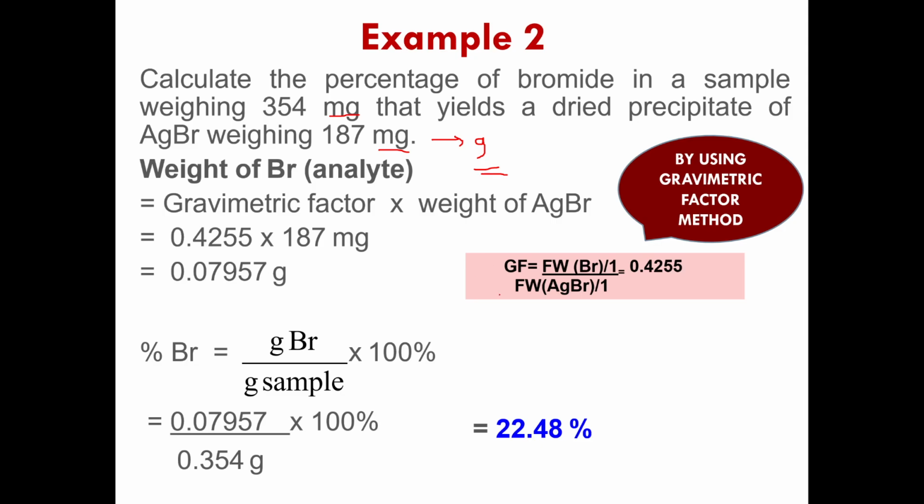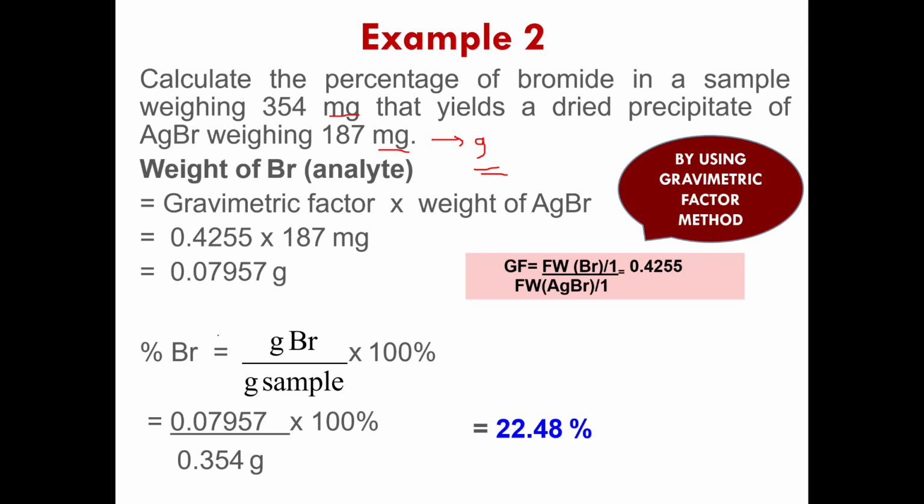So this gravimetric factor we need to multiply by the weight of the precipitate, and after we multiply with the weight of the precipitate, we get the value for the mass of analyte. So in this question, the mass of analyte is 0.07957 gram. Okay, I already converted into the gram unit.